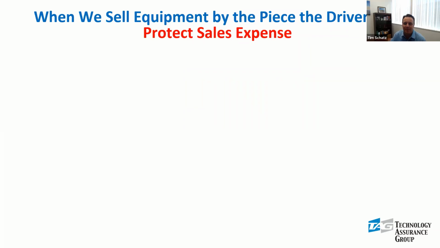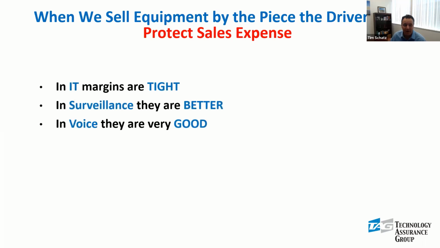We sell equipment by the piece, and that driver is to protect the sales expense primarily. Now, in IT, the margins are very tight. We typically see 15 to 25% markup at best. And the reason for that is typically the pricing can be Googled. They can look up on CDW or Newegg or even Amazon. So usually there's not a lot of markup on the equipment.